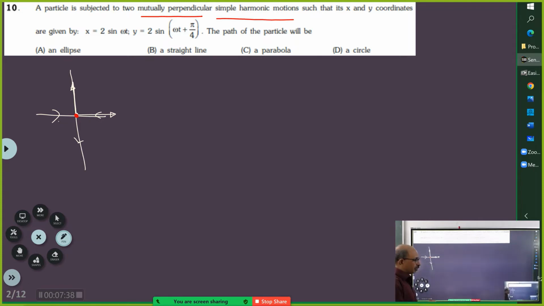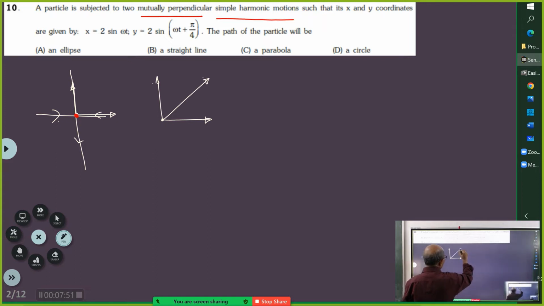Hello, are you with me? Yes. Now assume that at a particular instant of time, this particle is pulled by some force like this and also some force like this. So its resultant is going to be this. Okay? Hello, are you with me?